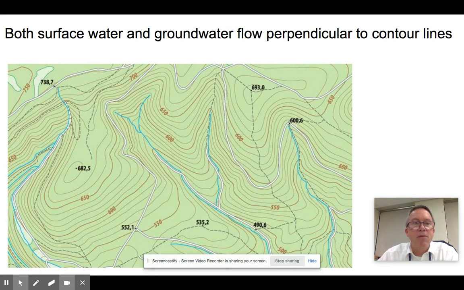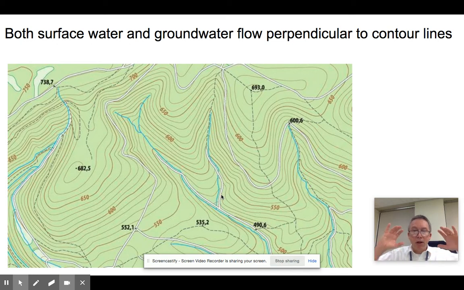So if I released water, let's just say here, it would flow this way, perpendicular to the contour lines, and it would join the water here. If I released water here, it would flow perpendicular to the contour lines like that.